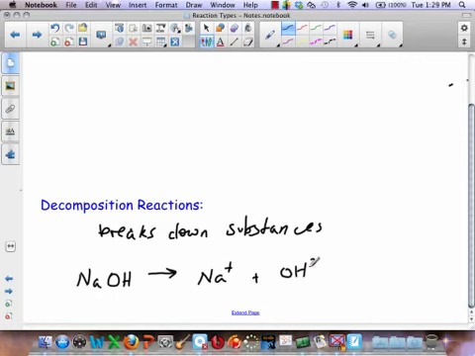We did the same thing. Remember when we lit the hydrogen gas on fire with the water, sending an electrical current through the water, and we actually split it into hydrogen and oxygen? That's another example of a decomposition reaction.